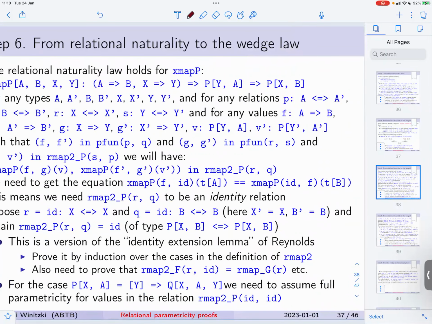If you have a type constructor F of A B, and you have a relation R between A and A prime, and you want to lift R map to R ID to F, then this is going to be a relation between F of A B and F of A prime B. So you keep B fixed when you do that, so to speak.